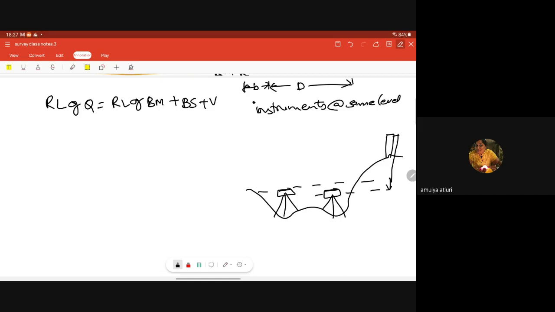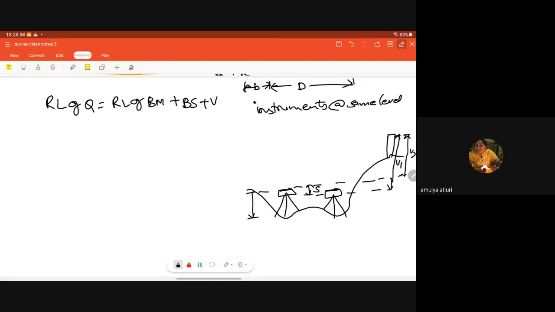This is V1 and this is V2 of the object. And you can see this is your S1. The difference between these two is S. This is your S2 and this is your S1.